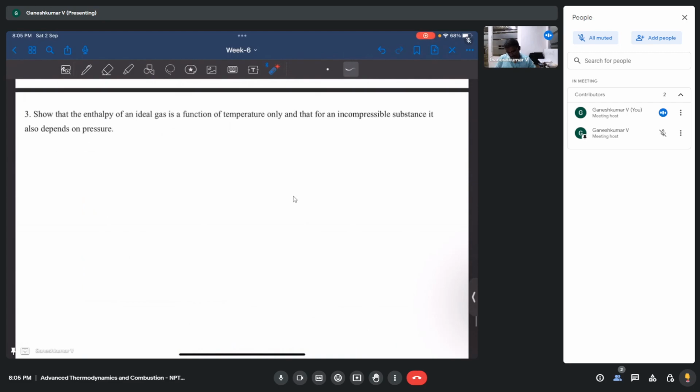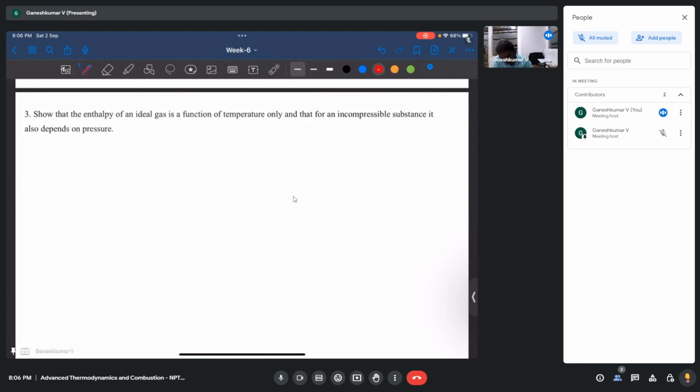Go to the third question. This is an interesting question. Show that the enthalpy of an ideal gas is a function of temperature only, and that of an incompressible substance it also depends on pressure. The enthalpy of an ideal gas is only a function of temperature. It doesn't depend on pressure or any other independent variable. And for an incompressible substance, in addition to the dependence on temperature, it also depends on pressure. Right? We need to show that.